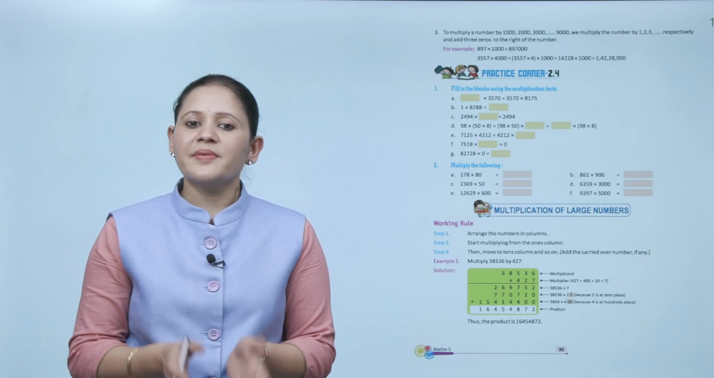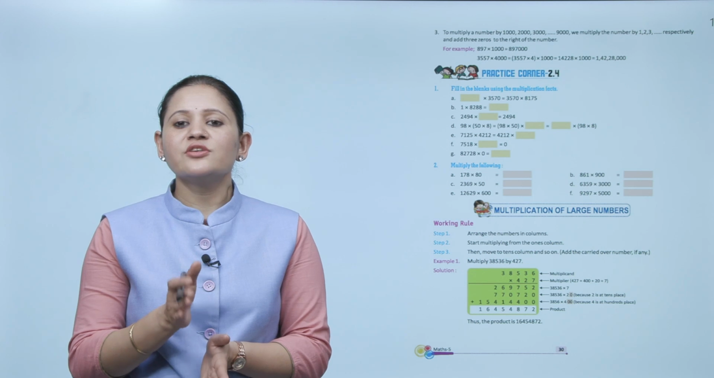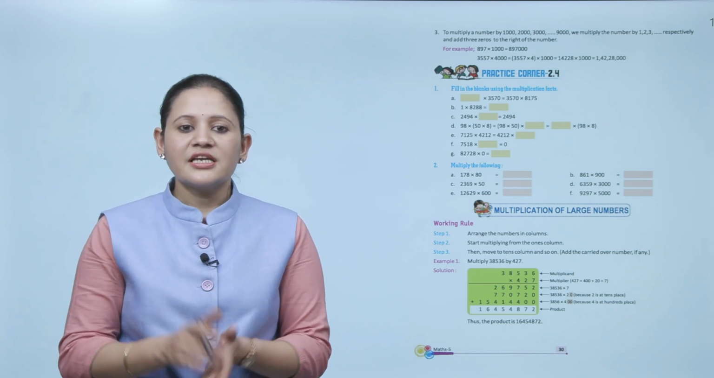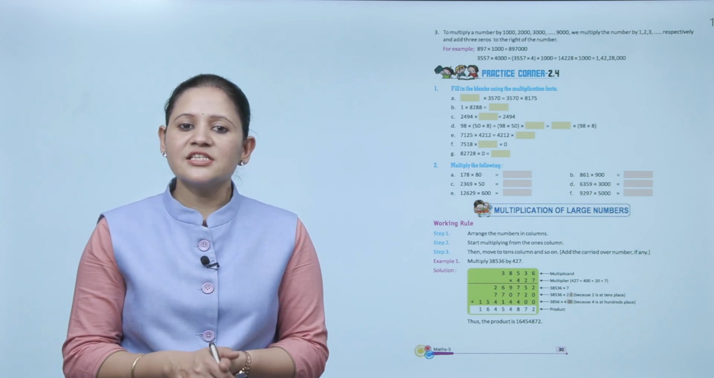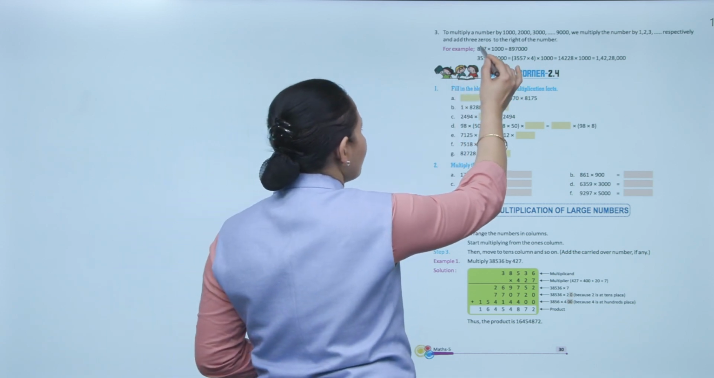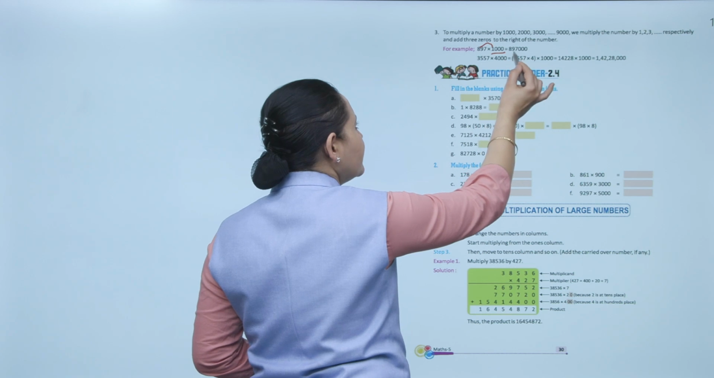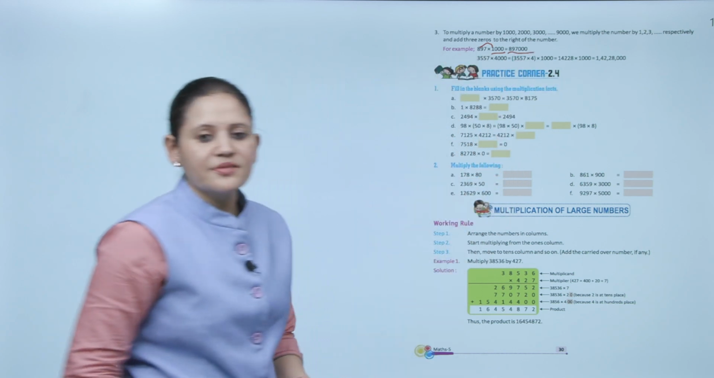To multiply a number by 1000, 2000, 3000 and so on, we'll multiply the number by 1, 2, 3 and so on respectively and add 3 zeros to the right of the number. Like here, 897 multiplied with 1000. So 897 times 1, that is 897. 3 zeros, so we'll put 3 zeros here. So this is the product.